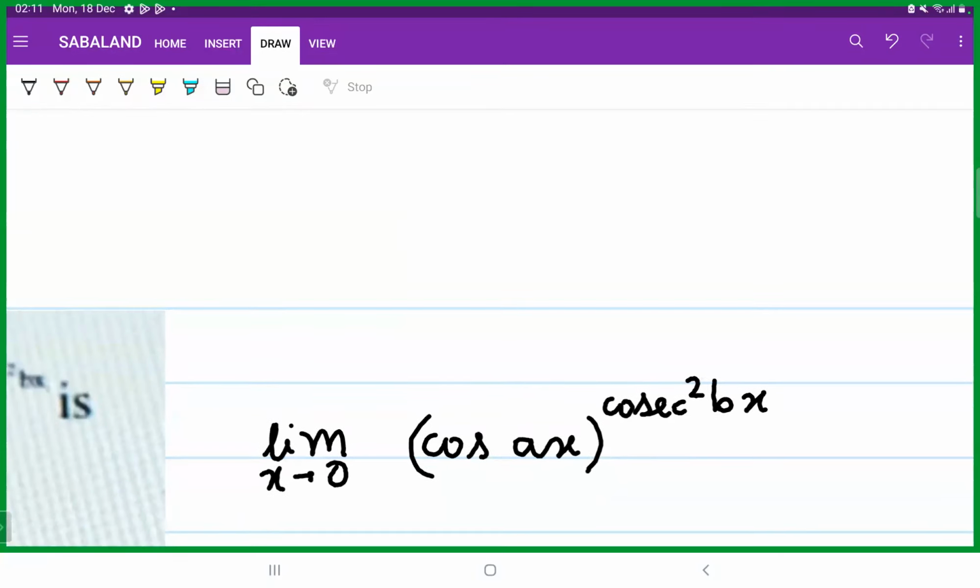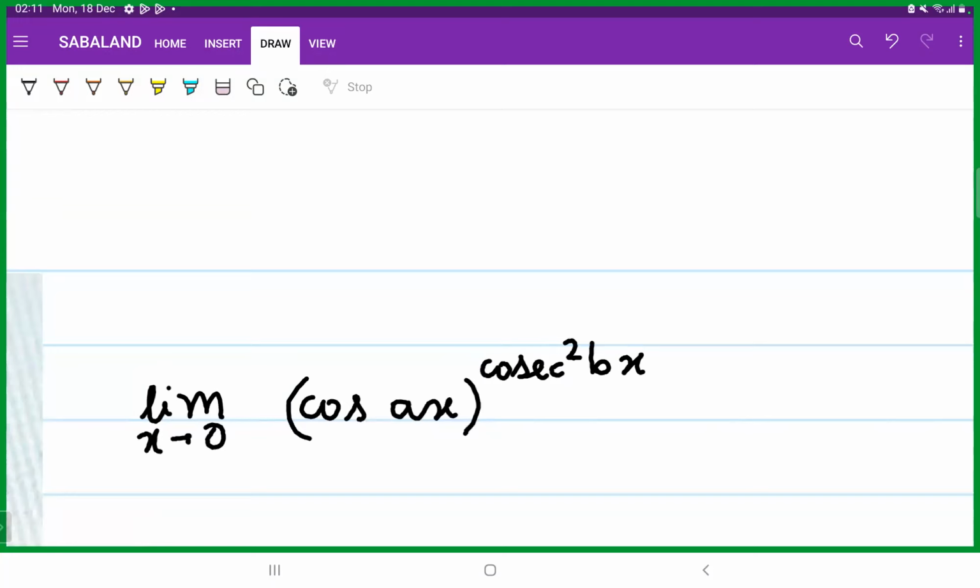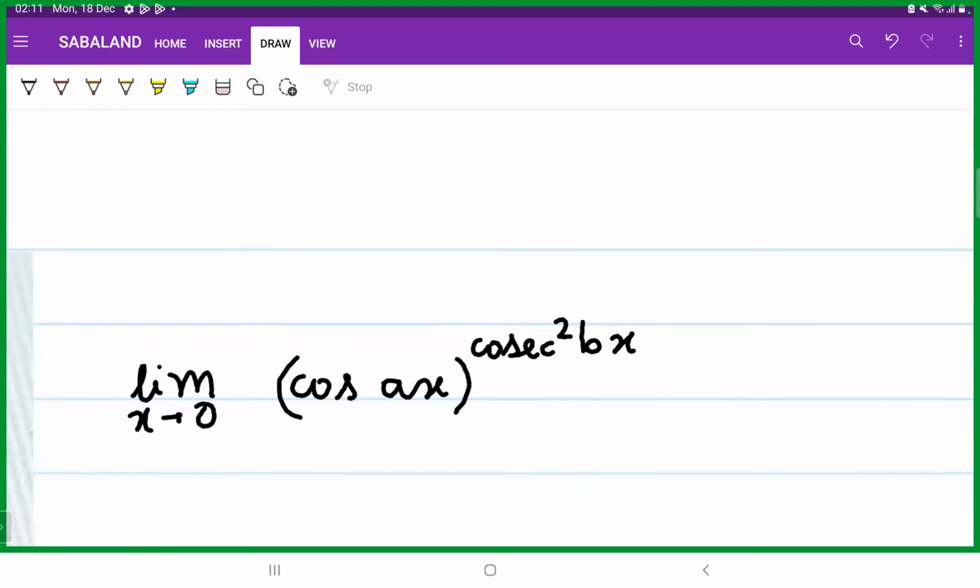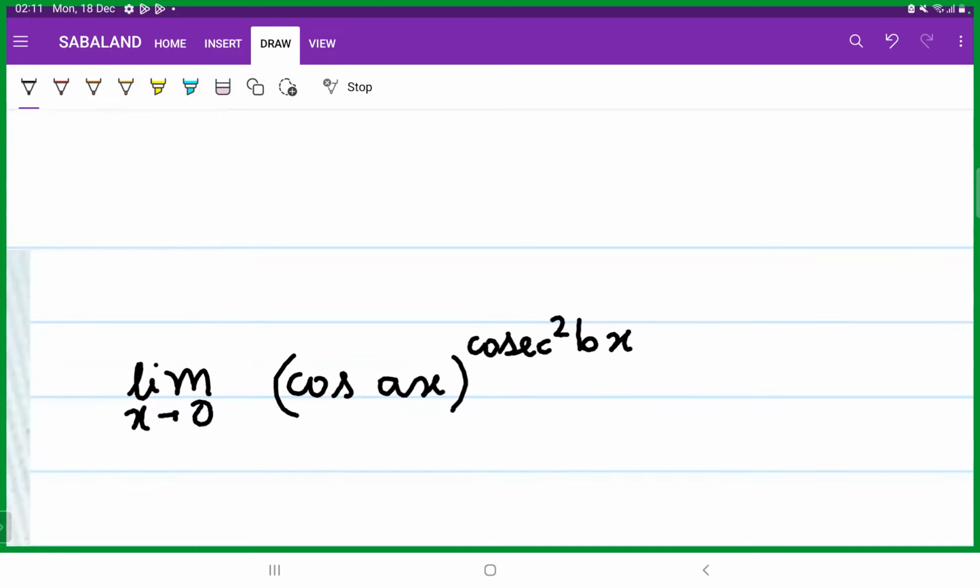Okay. So if we have a look at what will happen if you put 0 in this particular expression, cos ax, if you put x equal to 0, will be 1, and cosec x at 0 is basically 1 by sin 0, right? And sin 0 is 0. So this is in the form 1 to the power infinity.